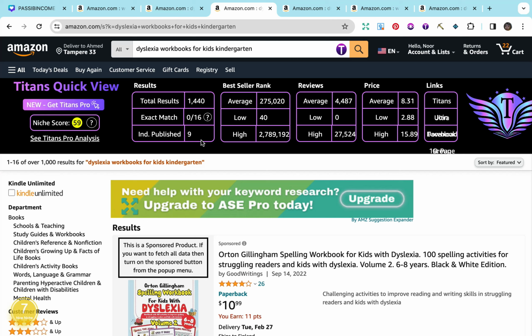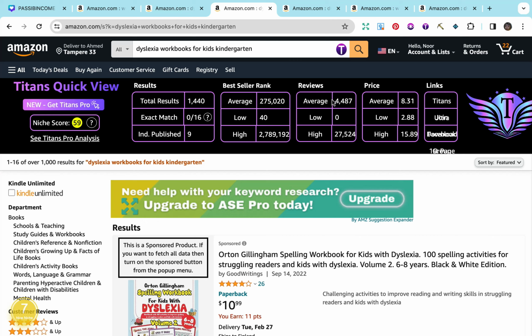We have a strong keyword niche score from both ends of the Chrome extensions. Titans here has given us 59, while Amazon Scout Pro has given us a number 7, categorizing this keyword as a nice niche. So we're now happy with both of the keyword niche scores. Coming to the total results, they're sitting at 1,440, which is acceptable. Again, fitting the 1,000 mark. Best seller rank is 275,020 as the average, which is under 300,000.